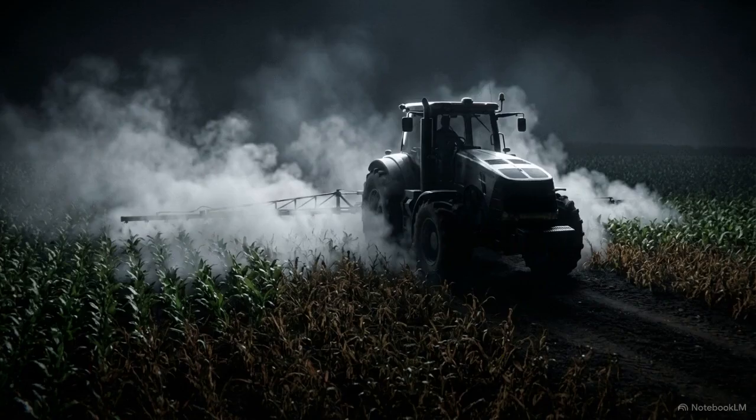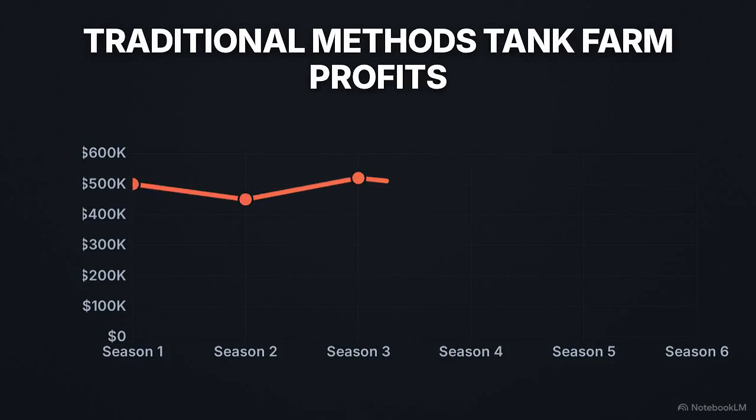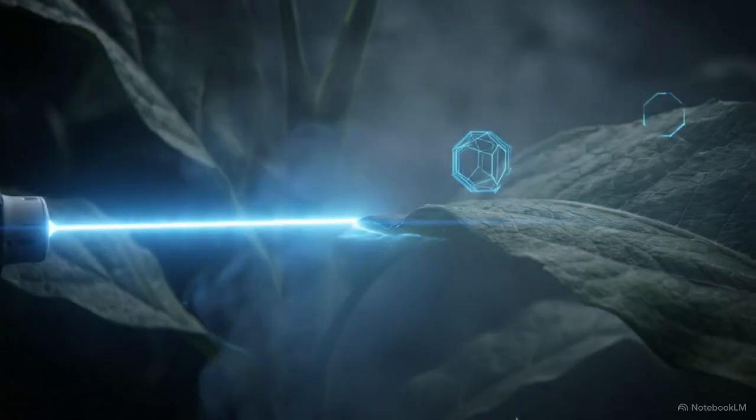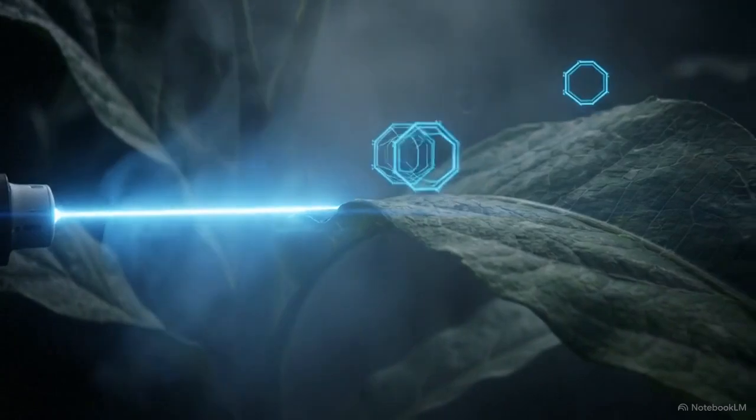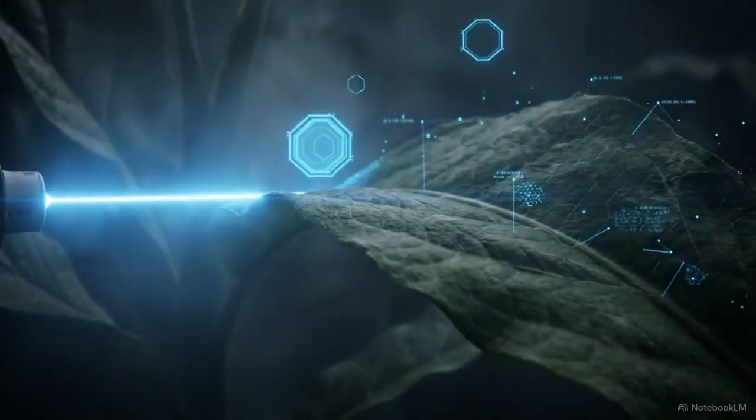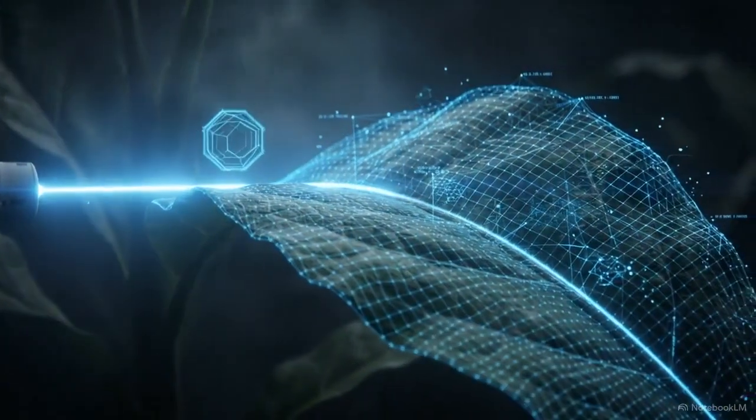The standard response is to blanket the entire field in harsh chemicals, a massive waste of resources, driven entirely by guesswork, leading to unpredictable yields and shrinking profits. To solve this, agriculture needs a closer look. The Agro AI dashboard steps in to replace that guesswork with hard data.